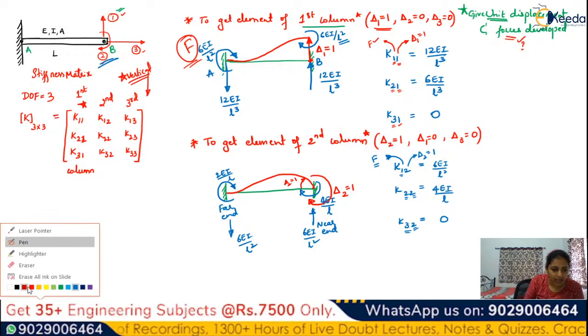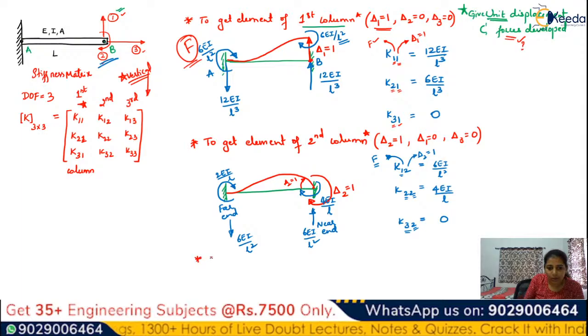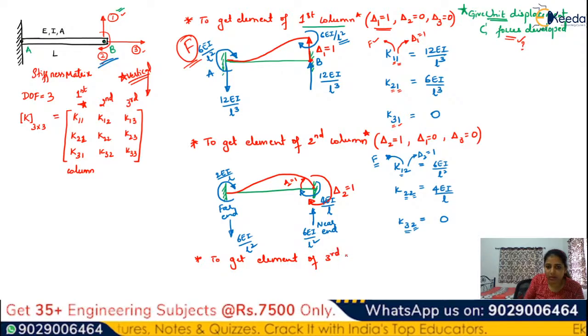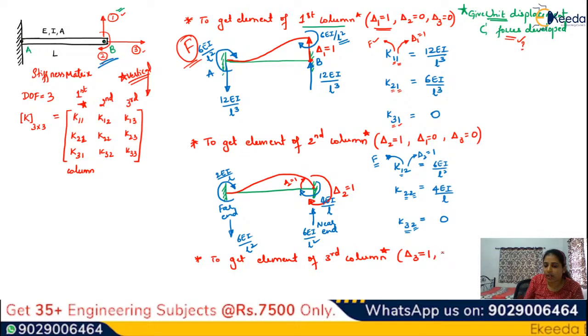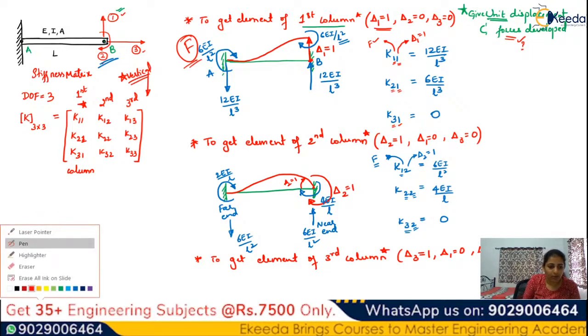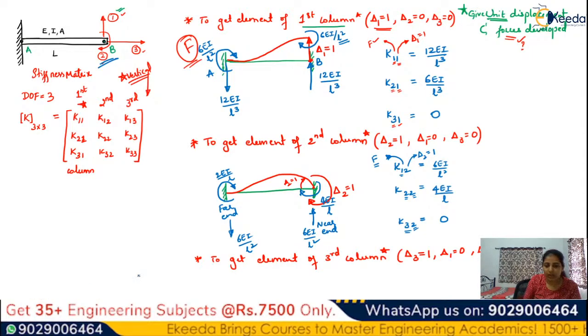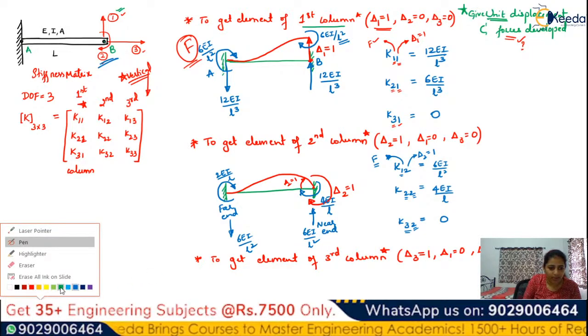Now coming to the last column element. Now to get elements of the third column, what we'll do, we'll apply unit displacement in the direction of the third coordinate and see what are the forces developed in the first, second and third coordinate respectively. Right, now for that what we have to do is take the same beam.